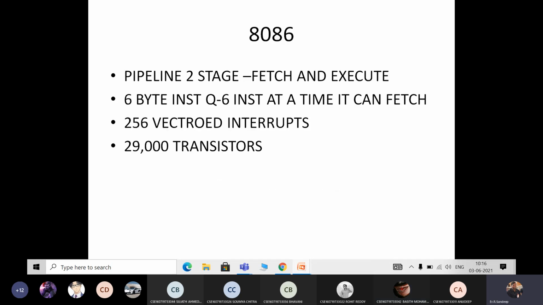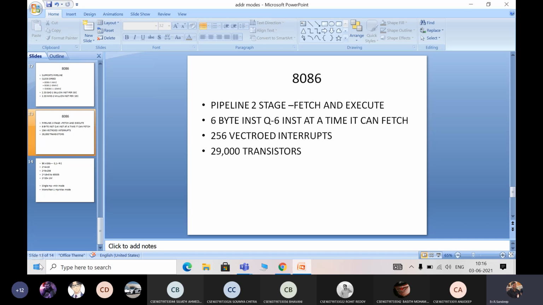So what are the important features of 8086 microprocessor? The important features of 8086 microprocessor is that it will support the pipeline. The pipeline is nothing but, you will have one concept and question on the pipeline. So what is the pipeline? The pipeline is executing multiple instructions at the same time. The concept of executing multiple instructions at the same time will be called a pipeline.